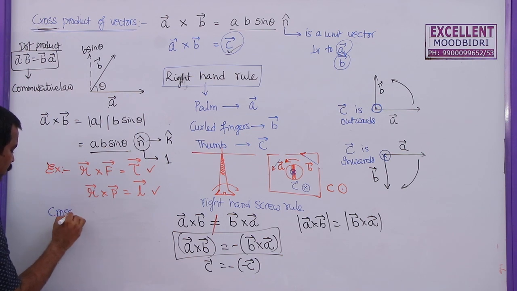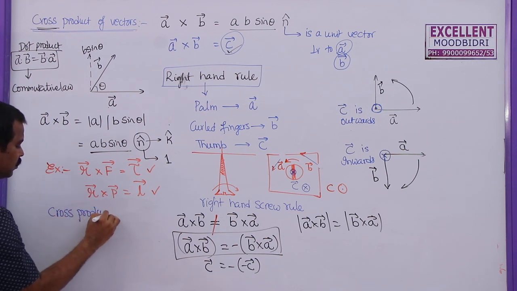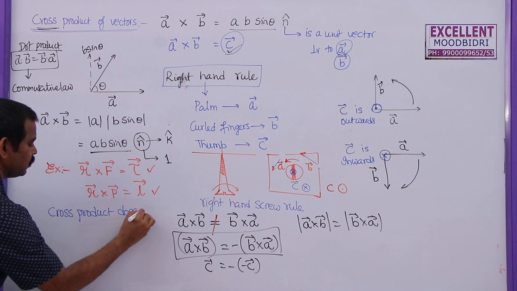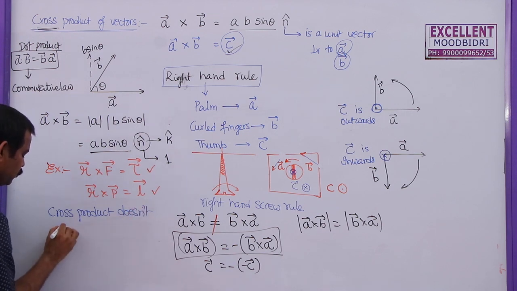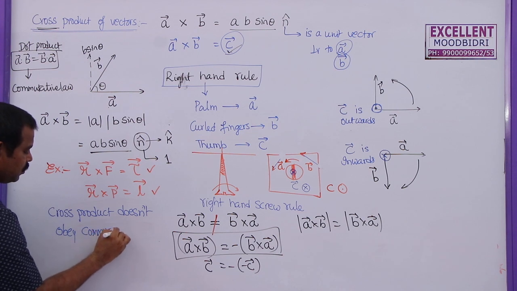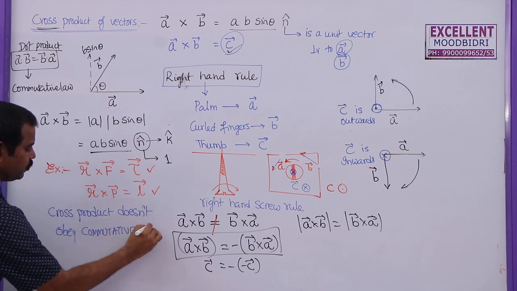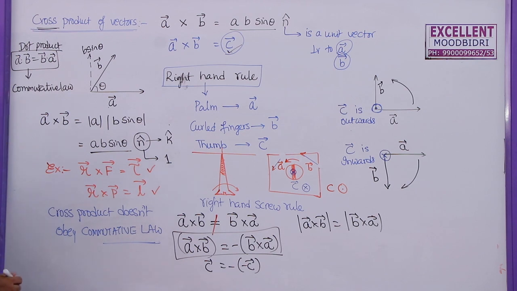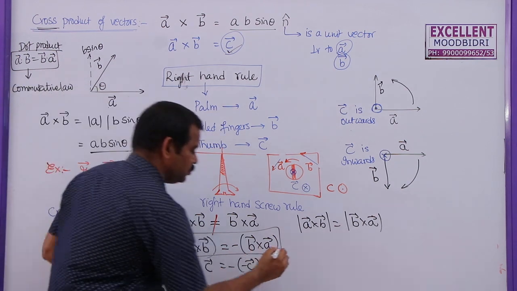Cross product does not obey commutative law. But what about the distributive law? So what is this distributive law?